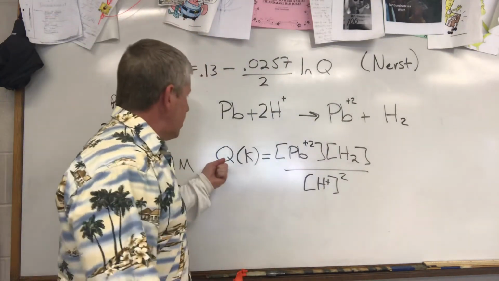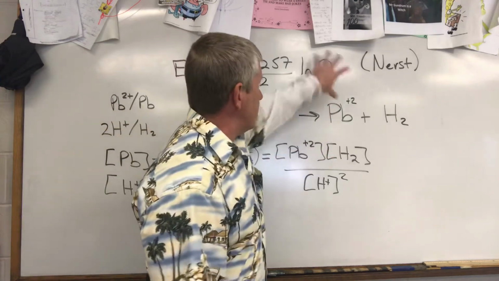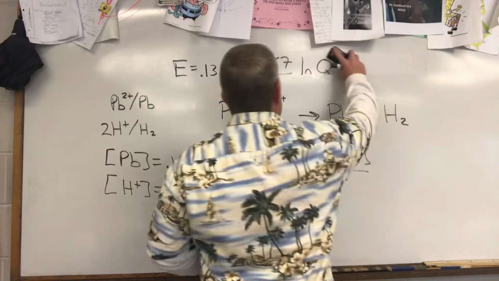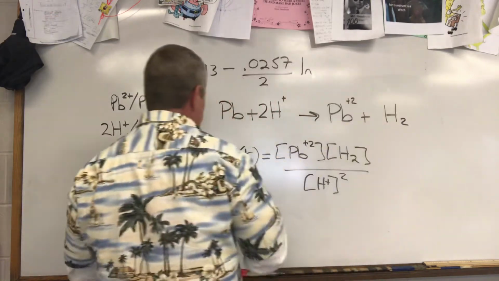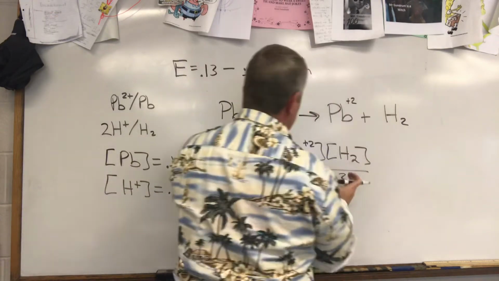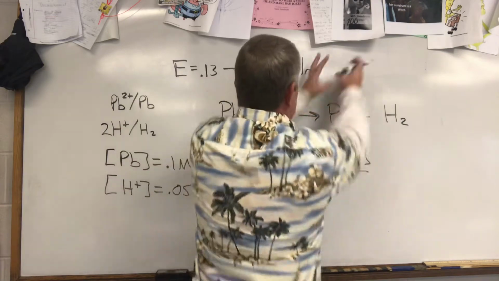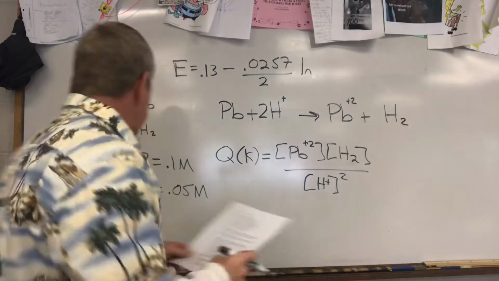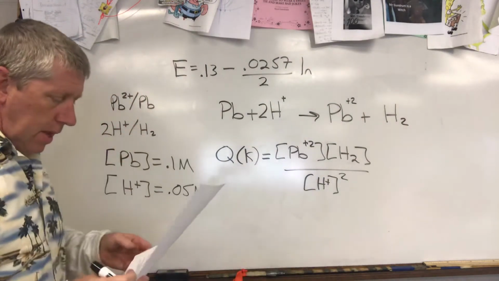Okay, that is my Q expression. That is this. Now, I'll get rid of my Nernst. So I'm going to go ahead and put this here, but I'm going to put the numbers in there. Well, let's see what the numbers are. Actually, I wrote a couple of them right here.